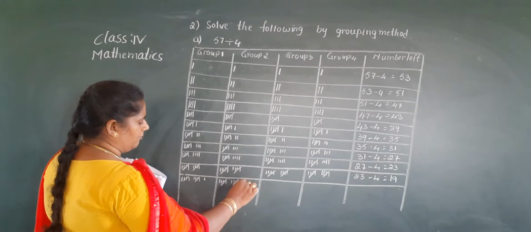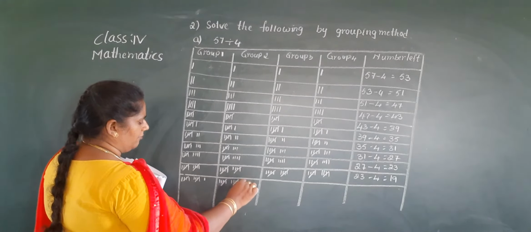See children, I think somewhere a mistake. Sorry children, I wrote the wrong number here. 53 minus 4. 53 minus 4 is, sorry, here 49. So I will write this again, children. Just wait. We must be very careful while subtracting the numbers, children. Okay? So 53 minus 4 is 49.